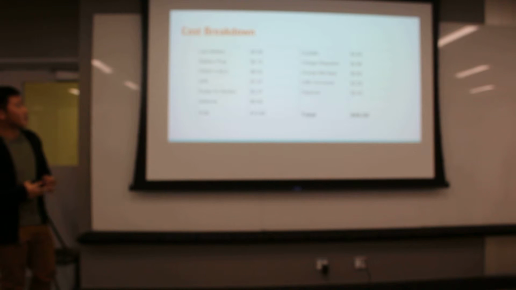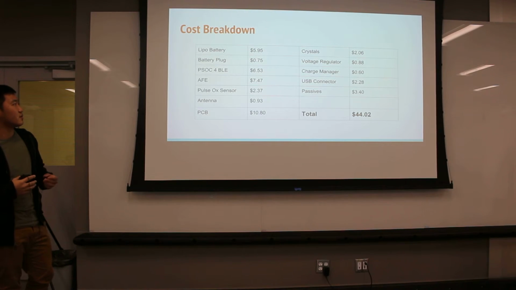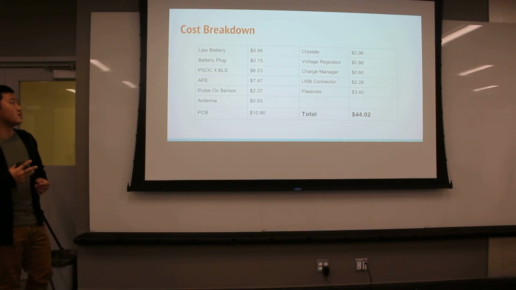This is the cost breakdown. The main expensive components are the PSoC 4 BLE, the AFE, and the PCB. And the total cost can be around $44.